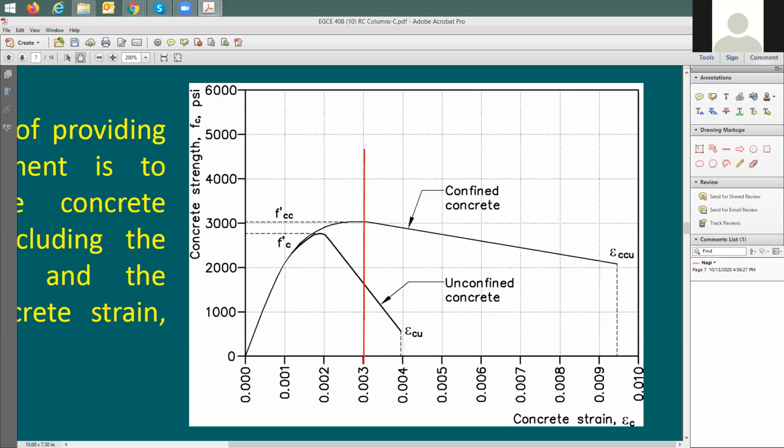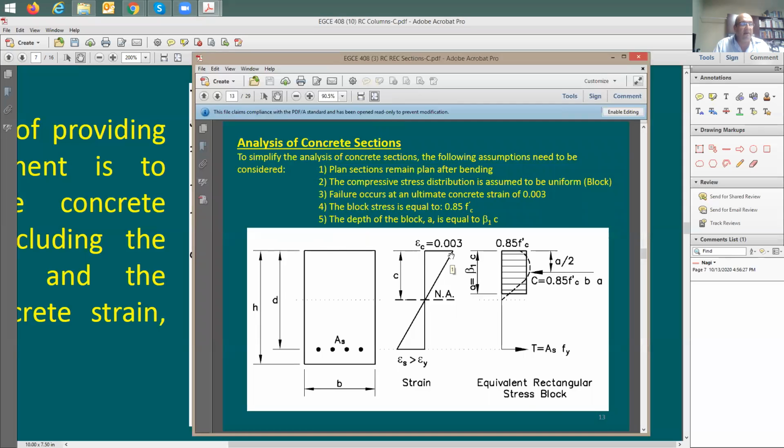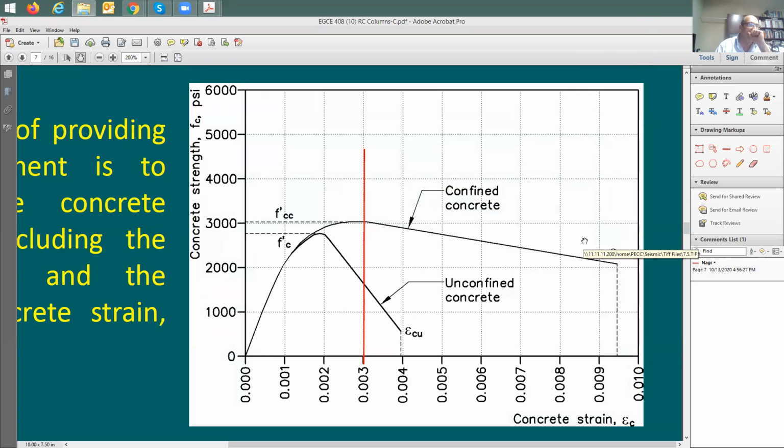Here's a simple slide. We say concrete is going to fail at 0.003, so for the sake of analysis, we say concrete fails at this value. This is for unconfined concrete, if you do testing in the lab. Now, once you provide a certain amount of confinement, the performance of the concrete is going to look like this.